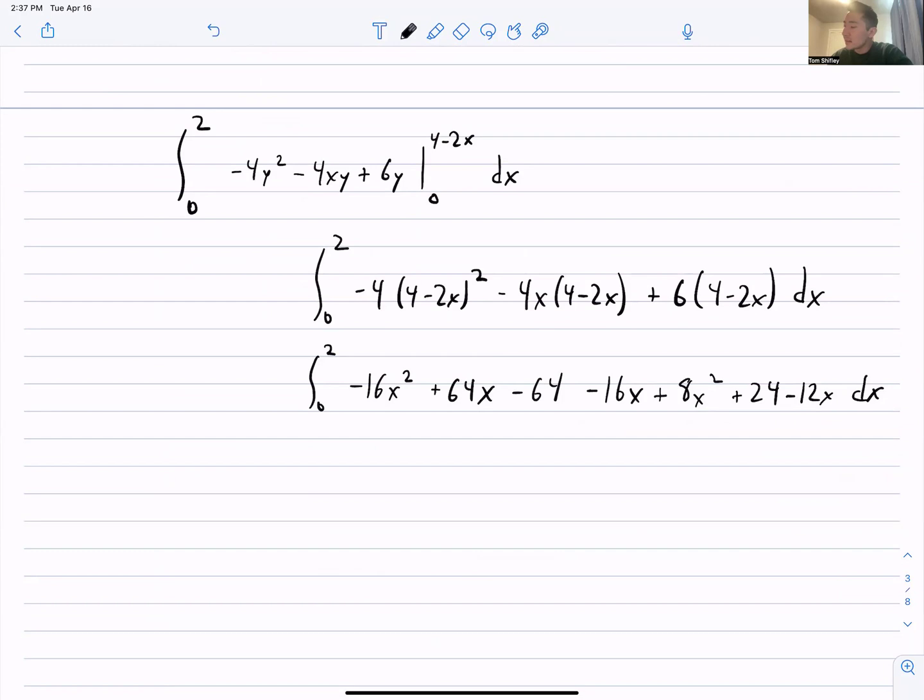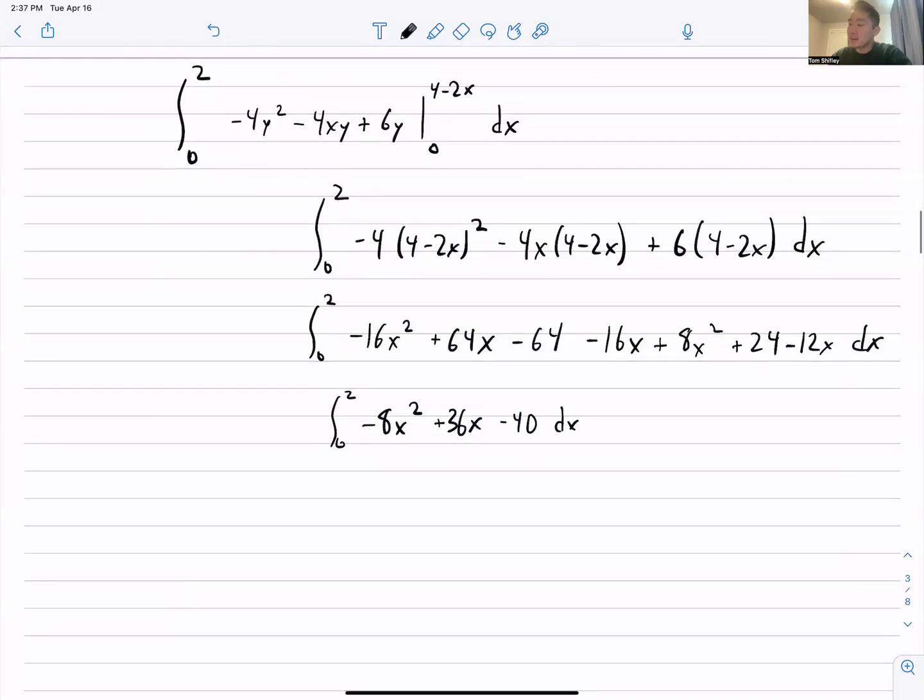So what does this end up being? I think I get minus 8x squared. How many x's do I have? Minus 28x plus 64x, so plus 36x. 28 plus 36, yeah. And then minus 64 plus 24 gives me minus 40. Integrated from 0 to 2 dx.